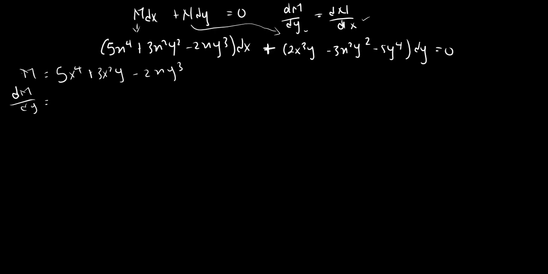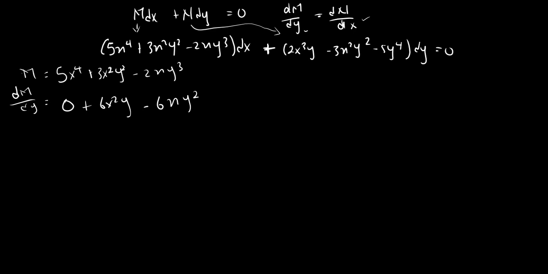Now 5x^4 is going to give us 0, because x is taken as a constant. Then we have 3x^2y^2. If you differentiate with respect to y, you get 6x^2y, and you get minus 6xy^2, and that is dM/dy.